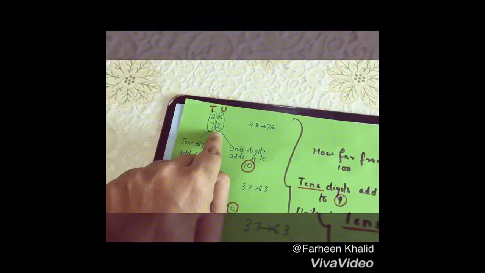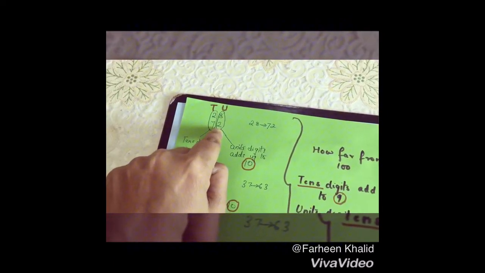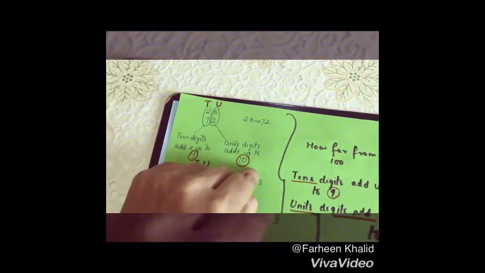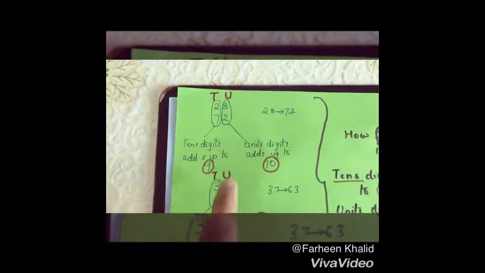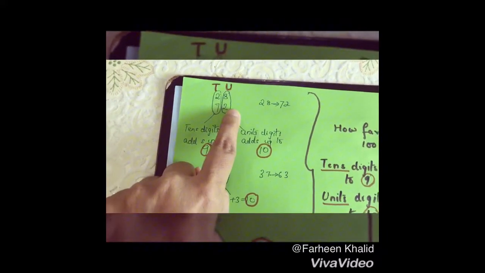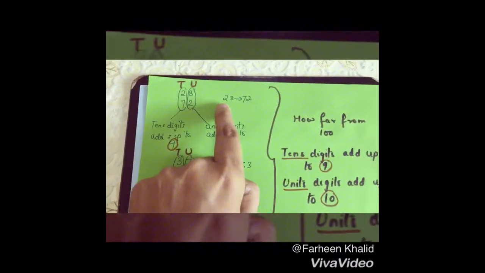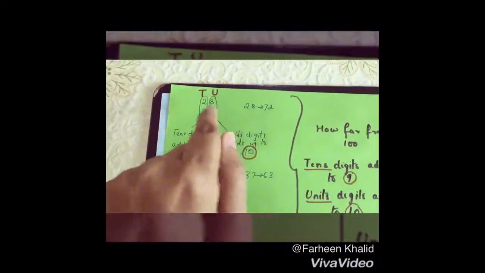In the units place, if you have a digit, you just write the complement of that number, which is that it should add up to 10, which we did previously. So the tens digit should add up to 9 and the units digit should add up to 10. That will give you your complement. Basically it tells you how far 28 is from 100. It's so easy.